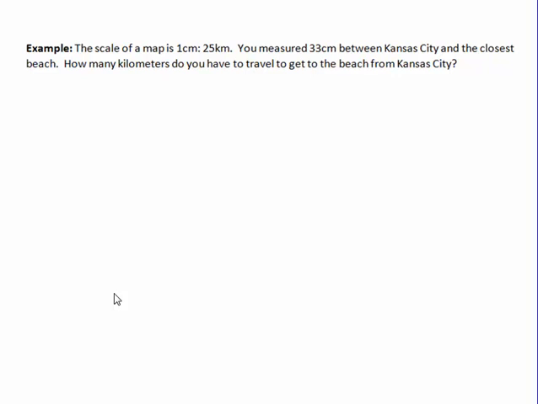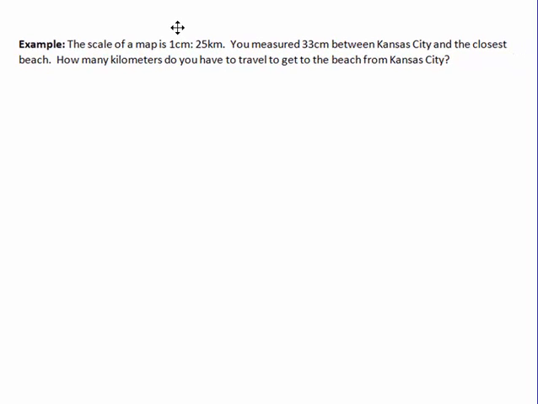So here, the first example, the scale of a map is 1 centimeter for every 25 kilometers. You measured 33 centimeters between Kansas City and the closest beach. How many kilometers do you have to travel to get to the beach from Kansas City? Well, the first clue is that the question itself gave me a ratio. Here's the ratio. There is 1 centimeter for every 25 kilometers. So I know that I'm trying to find the number of kilometers to get to the beach.